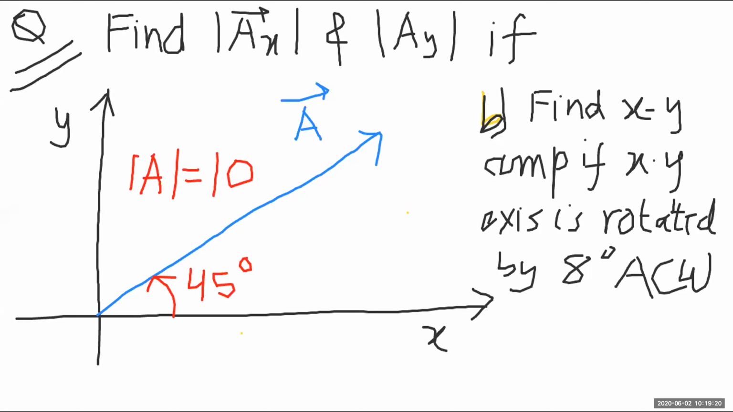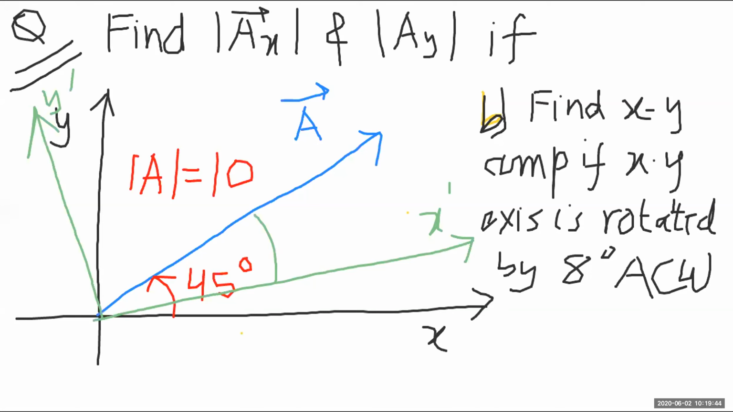Right? So if I rotate this axis by 8 degrees, ye mera naya x axis ho jayega. Let me call this x dash. Ye mera naya y axis ho jayega. Let me call this y dash. And now the angle between my new x axis and the vector will be how much? 8 degrees se maine isko turn kiya hai, right?